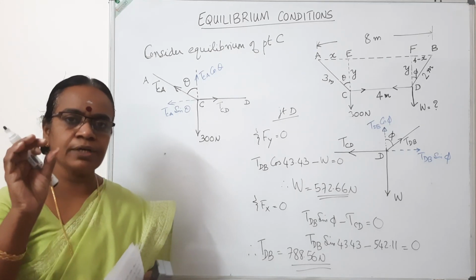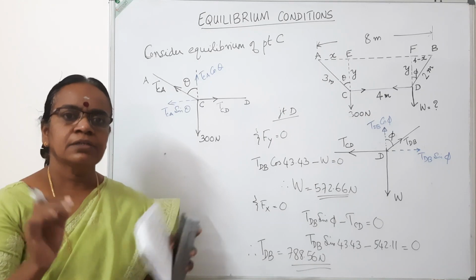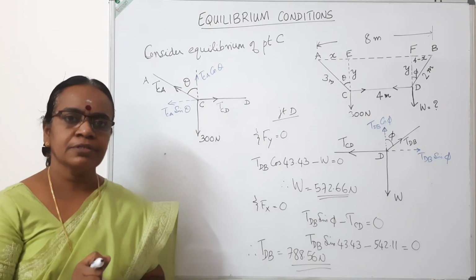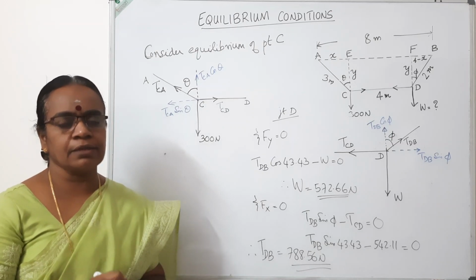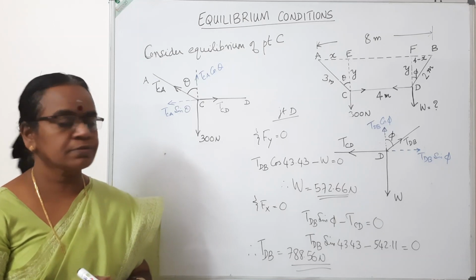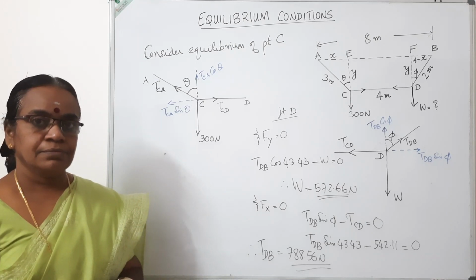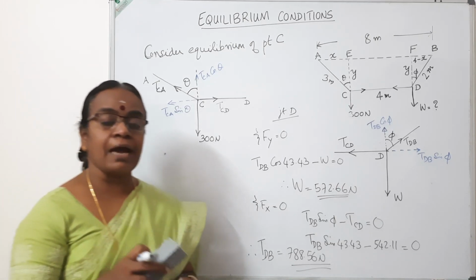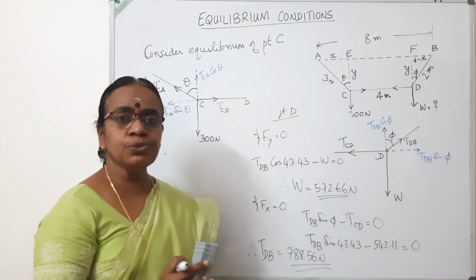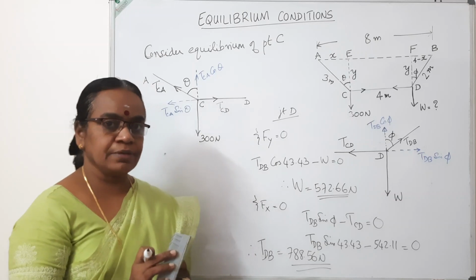So this is the simple example in equilibrium. Consider joint by joint, mark the forces, resolve any inclined forces into x and y components. Sigma Fx is equal to 0 and sigma Fy is equal to 0 will give you the required results. This is one method. Another method is using Lami's theorem. If this is clear to you, the same example we can do with the help of Lami's theorem also.